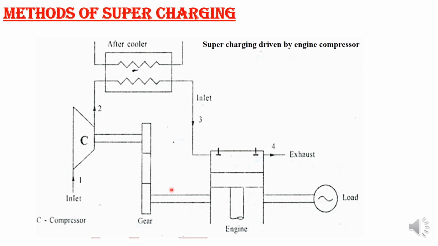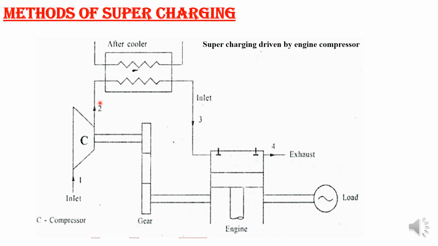In this compressor, air comes in at normal atmospheric pressure and is compressed. After compression, the pressure and temperature increase. To reduce the temperature, we have the aftercooler or intercooler. What is the function of the intercooler? It takes the heat from this compressed charge air and brings the temperature back to the normal, initial temperature. Then it is fed back to the engine. This will be the exhaust.